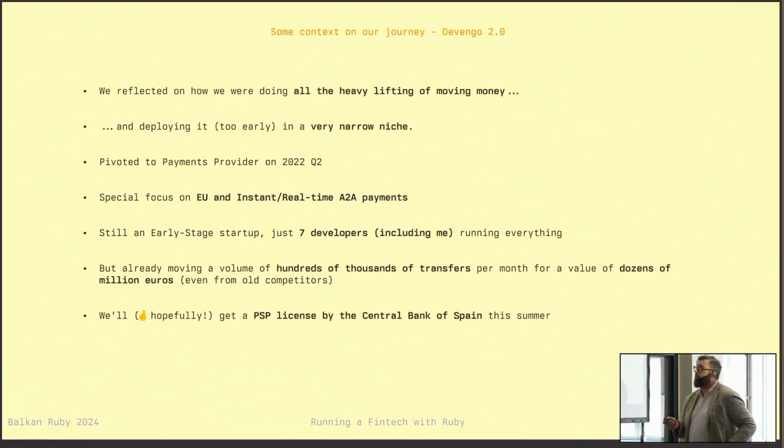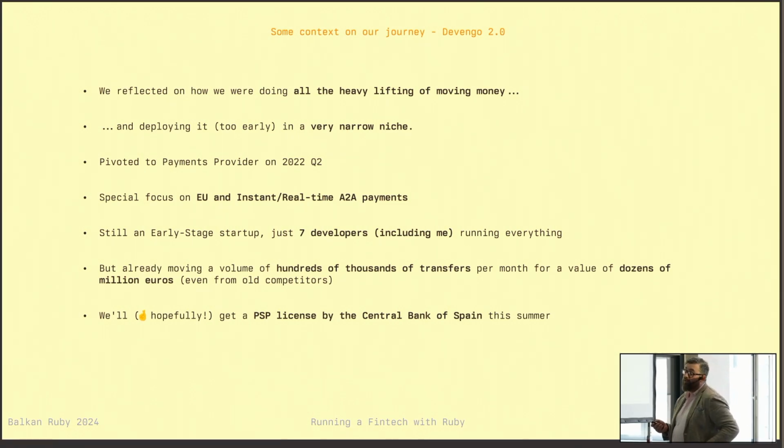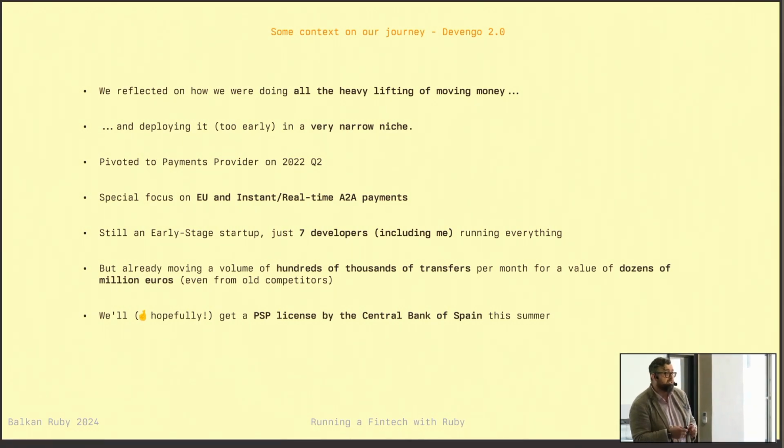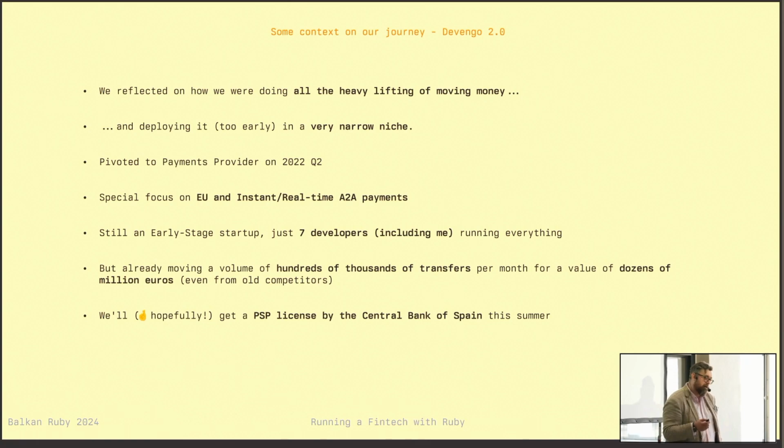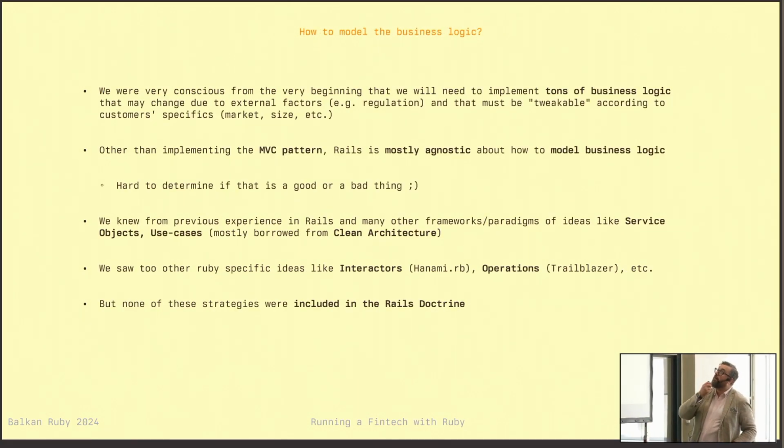We are only 7 developers, but at this point we're moving hundreds of thousands of transactions per month and a few dozen million euros per month. So that's okay for a startup that is starting. And then we are hopefully getting a proper PSP license this summer after 3 years of work. So that is us.